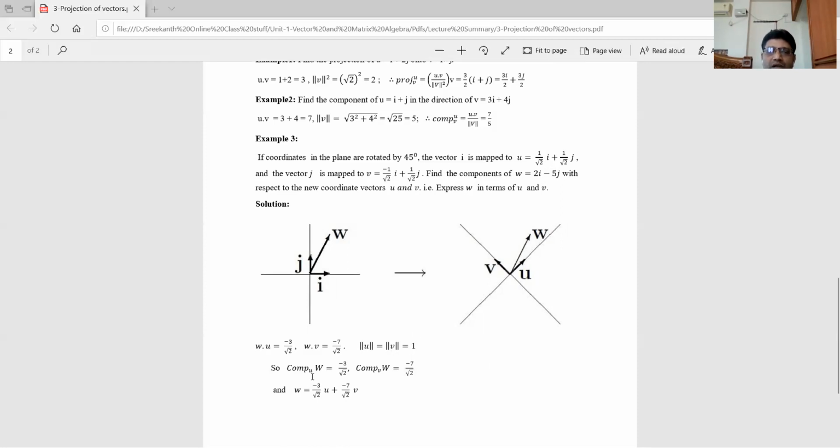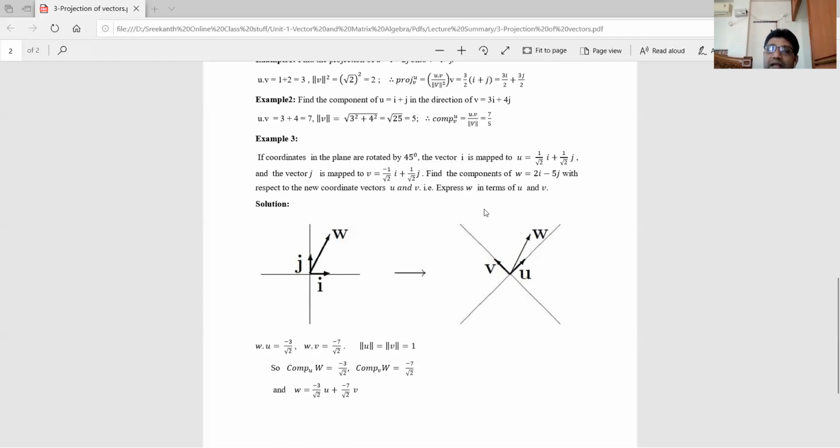Therefore, using the formula, the component of w with respect to u is nothing but the dot product of w into u divided by the magnitude of u. So according to that formula, the dot product of w into u is minus 3 by root 2, and the magnitude of u and v, both vectors, is the same, it is 1. So dividing by 1 is nothing but the same value.